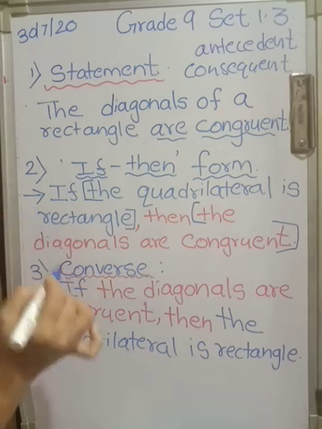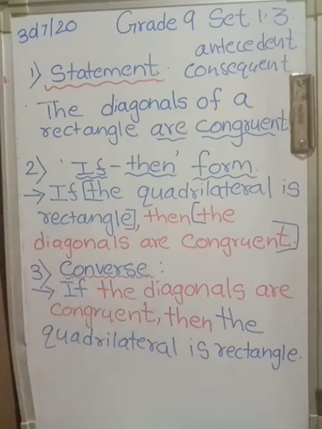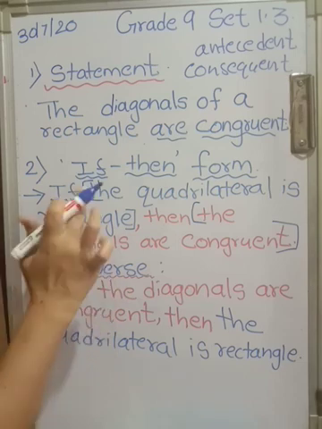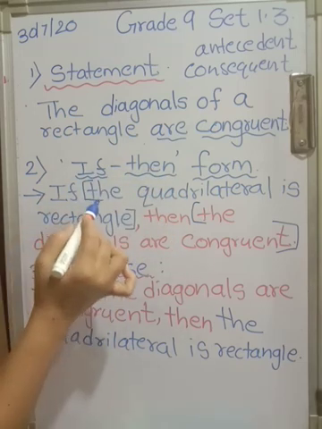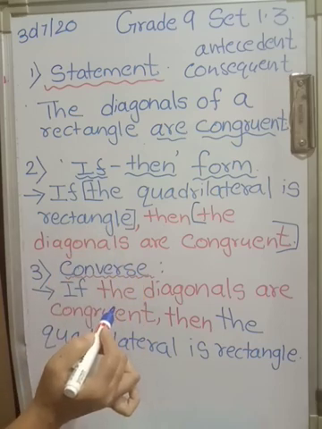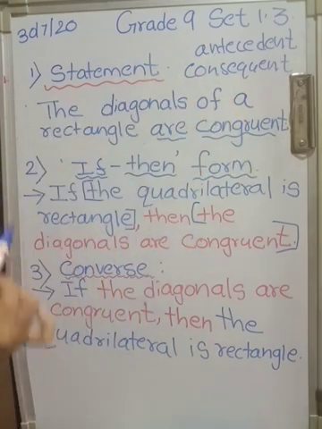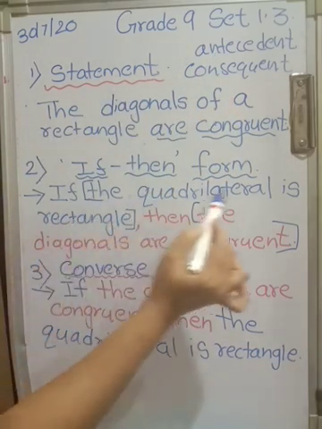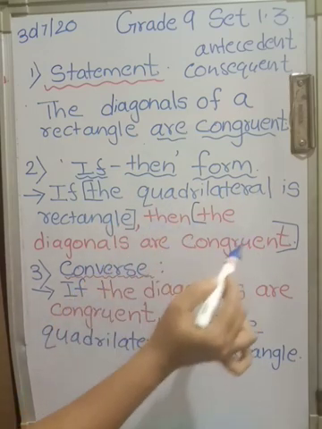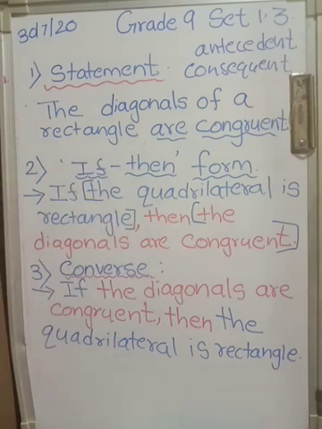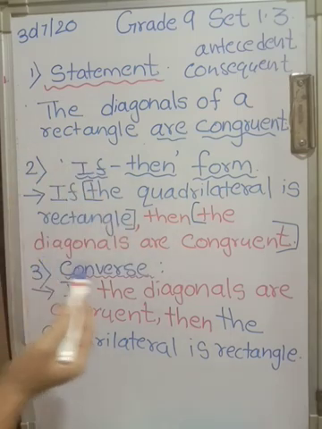Now, when you wish to write the converse of a statement, the job is very easy if you know the if and then form of the statement. You just exchange the parts, that is antecedent and consequent. Whatever is the antecedent, you make it the consequent. And what is consequent, you make it the antecedent. That is it, and you will get a converse.